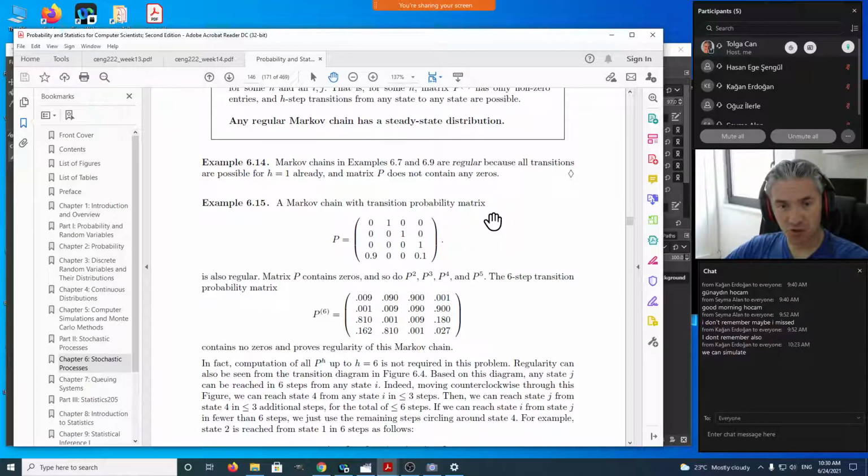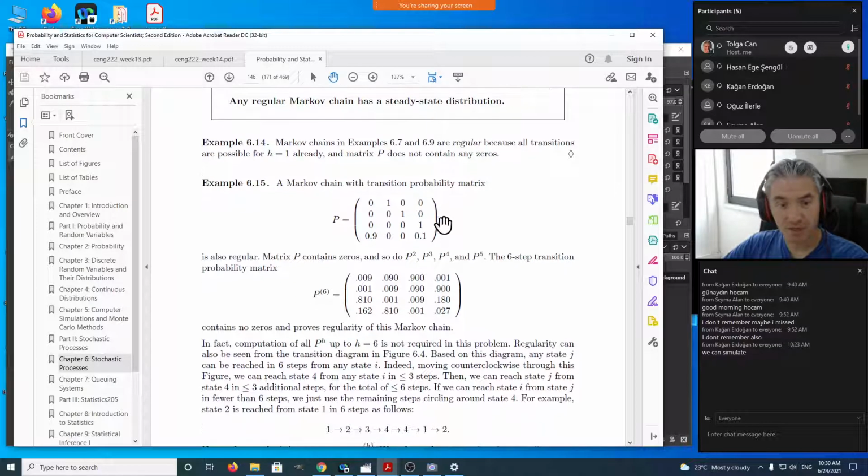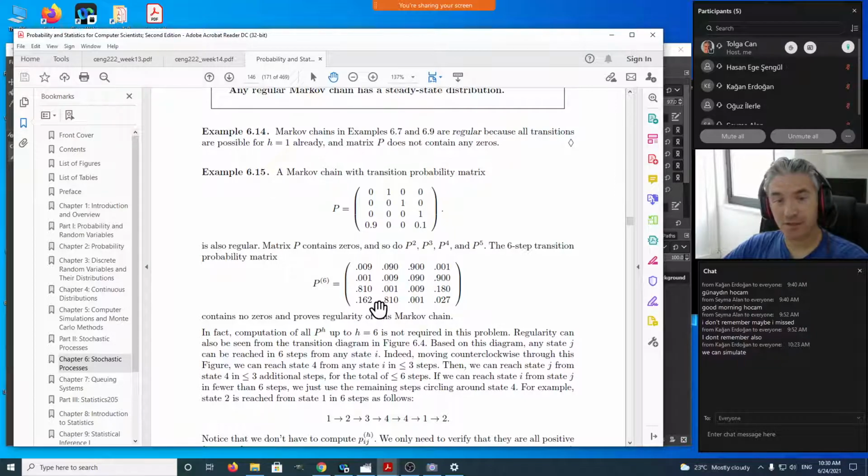So at first look, this looks like a non-regular Markov chain. You may feel that it's likely to have zeros all over in the H-step transition probabilities too. But if you look at the six-step transition probability matrix, it's like this. In 6 steps, you can see that it has all values strictly greater than 0. So it is a regular Markov chain.